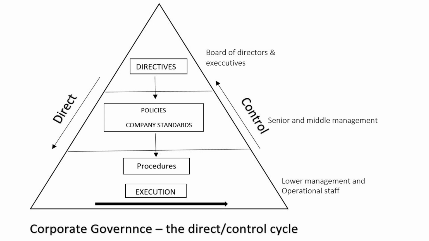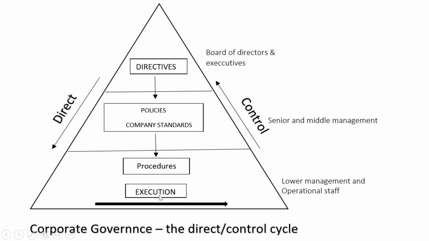That's the procedure there. So the board sits at the very top. From the very top, they direct using policies, guidelines, standards, and procedures. And then the senior and the middle management sit here. And then we have the lower management and the operational staff. These are the guys that execute. So whatever is coming from the board of directors and the executives, this is where it's going to get executed.